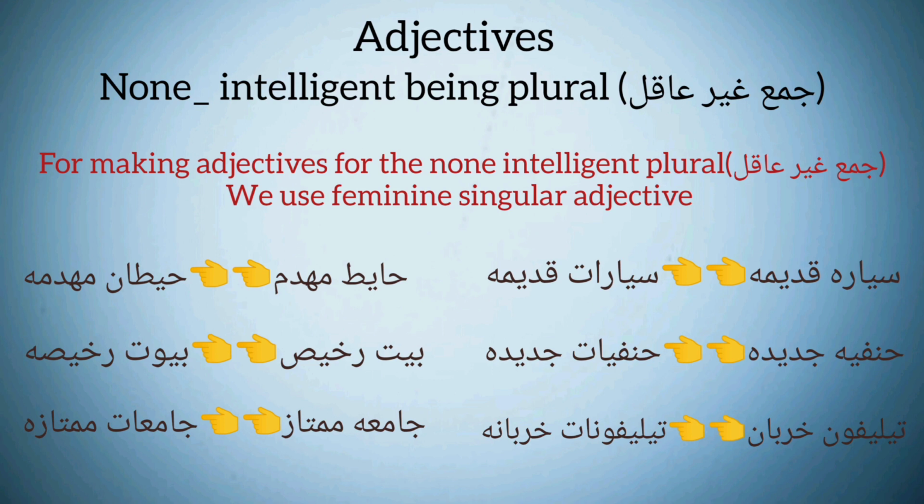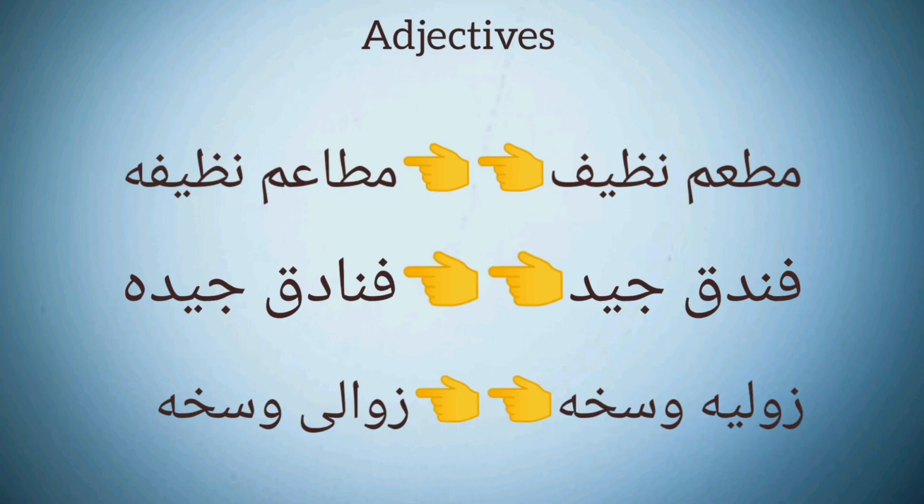جامعة ممتازة. جامعة means university, and ممتاز means great or amazing or sophisticated. جامعات ممتازة. مطعم نظيف. مطعم is a restaurant and نظيف means clean or neat. A clean restaurant. مطاعم نظيفة. Clean restaurants.